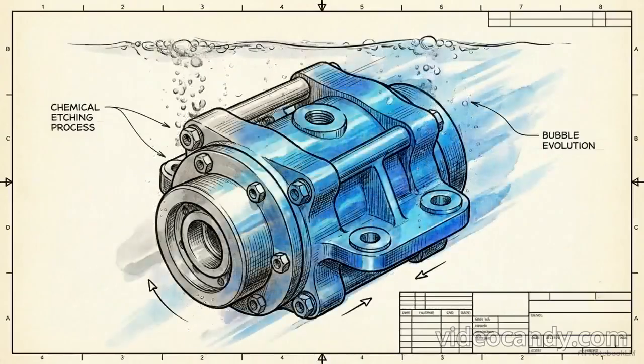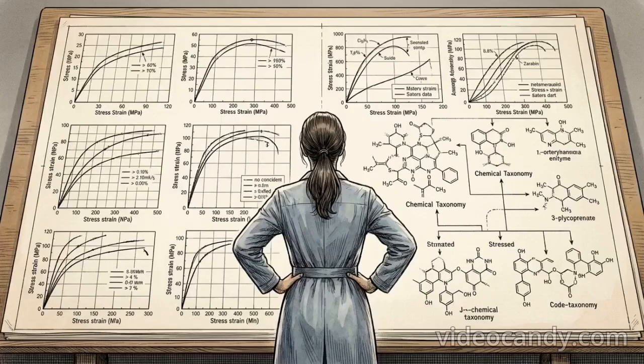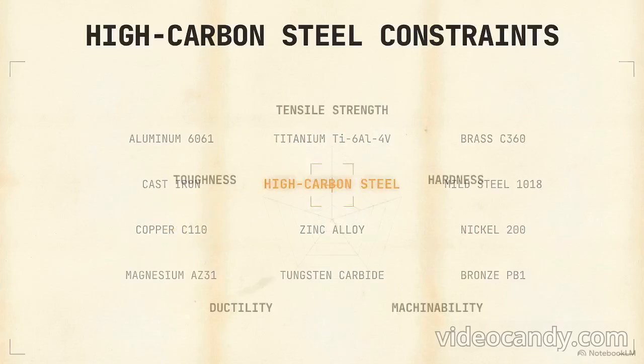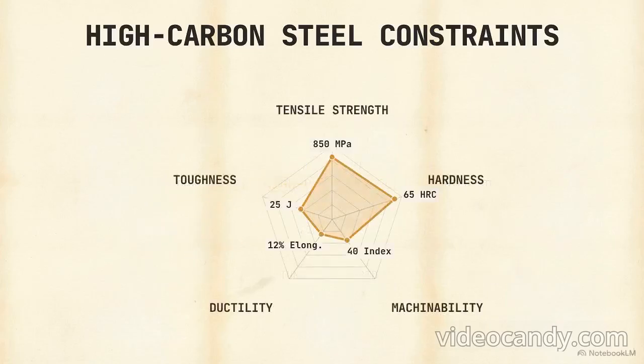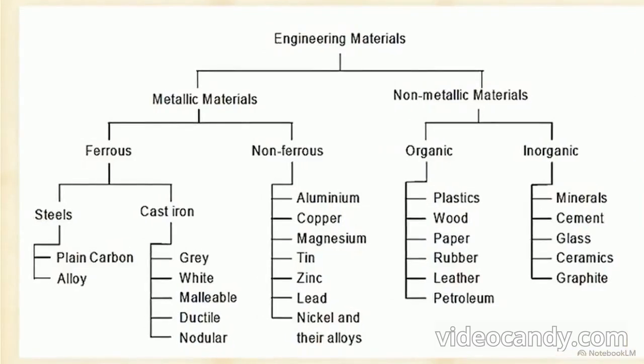During these operations, a material undergoes physical or chemical changes that allow it to become a functional part of a larger assembly. Therefore, to design any production sequence, an engineer must first identify where a material sits within the technical taxonomy to understand its physical constraints. This chart details the formal classification of engineering materials. The first major division separates substances into metallic and non-metallic categories.